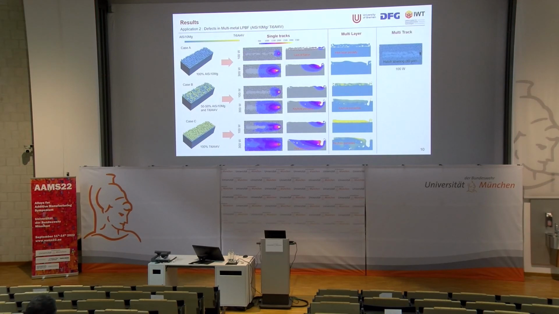The last thing I want to show is the multi-track simulation. To do this simulation, we considered another track, placed next to the first track with an edge spacing of 18 micrometers. In the first case, you can see it's pure aluminum at low energy density. So the formed melt pool width is very small. There are unmelted particles between these two tracks, which leads to inter-track porosities. But in cases B and C, since the melt pool is quite big, you won't see any kind of defects.